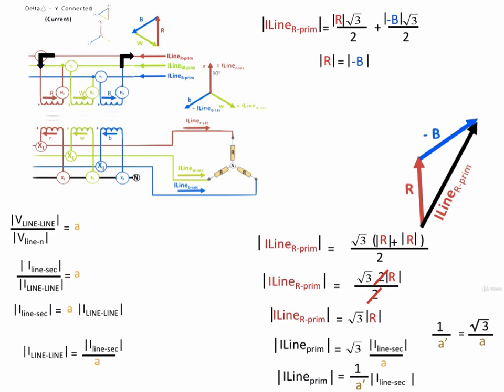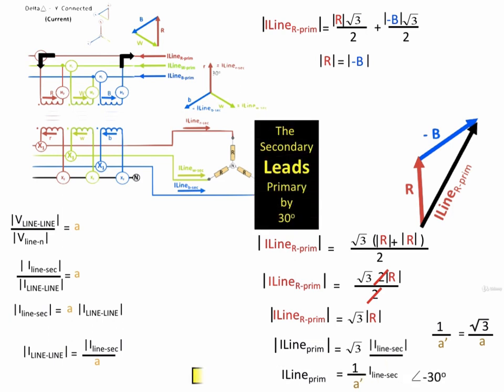However, we can change them into phasors by simply adding the angle of the phasor which we've already developed. And we know that the secondary leads the primary by 30 degrees. So in phasor terms, I line primary is equal to 1 over A primed I line secondary at minus 30 degrees.